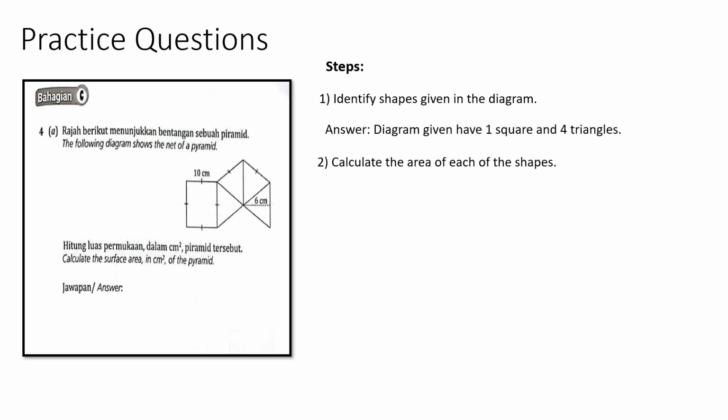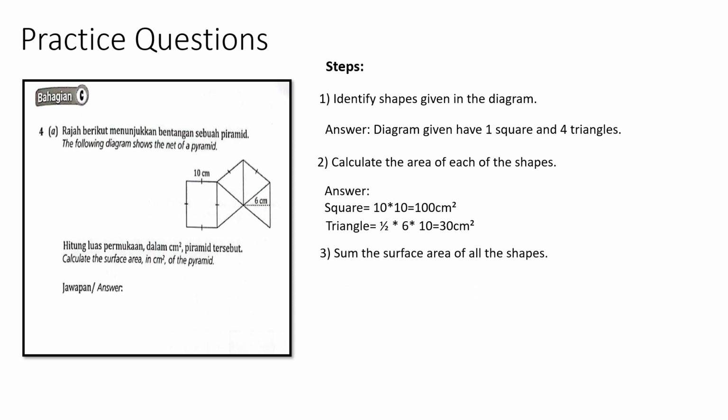Okay, and then the second step will be calculate the area of each of the shape. So you need to calculate the area of each of the shape individually. Because there is a square, your answer will be 10 times 10, so your centimeter square will be 100. And for the triangle it is half times the base times the height. So your answer will be 30 cm square.